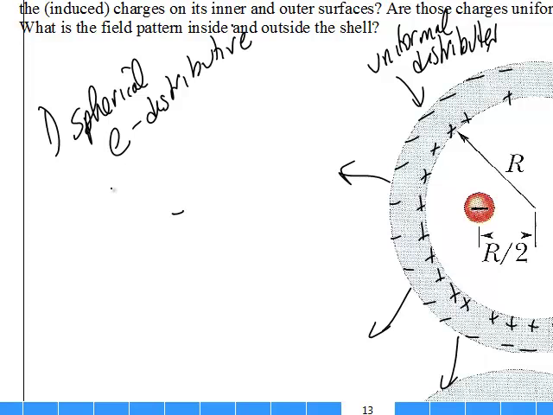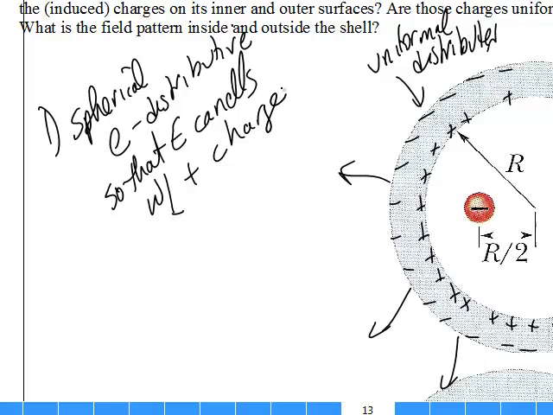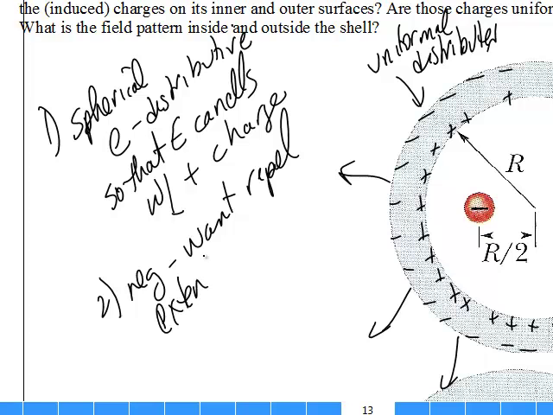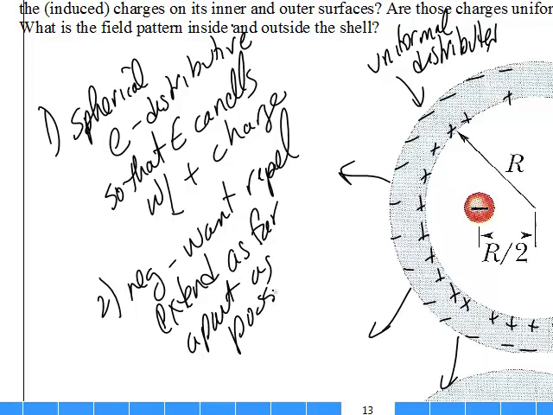Distribute out so that the electric field cancels with the positive charges. And those negative charges want to repel, and so they will extend as far apart as possible. And so again, this is going to say, oh, this doesn't make any sense.